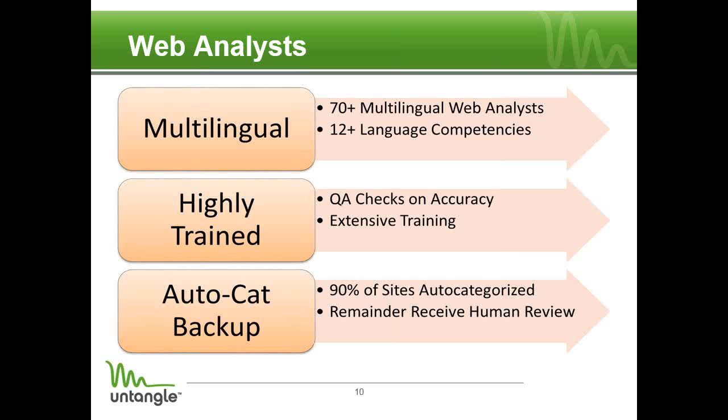As far as the guts behind our web filter, we have web analysts that we work with. There are 70-plus web analysts that are multilingual. They have 12-plus language competencies across the board. They're also very highly trained web analysts, and they do quality assurance checks on accuracy as well as extensive training. And in addition to those web analysts, about 90% of the time, sites are auto-categorized into the correct category of content. And then the remaining time is reviewed by humans.